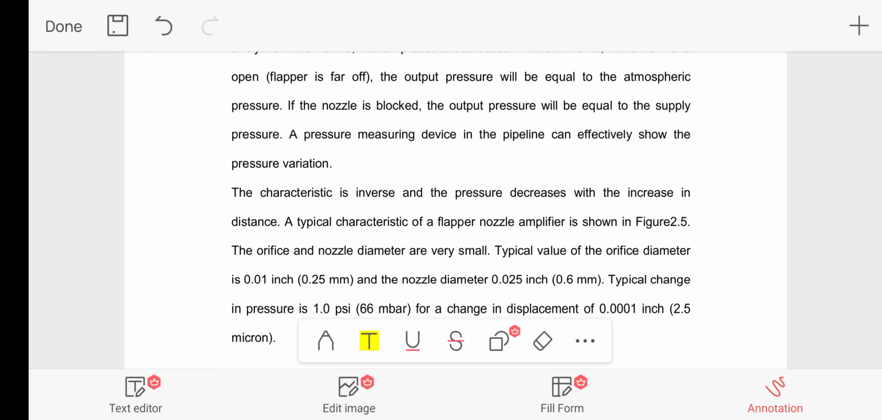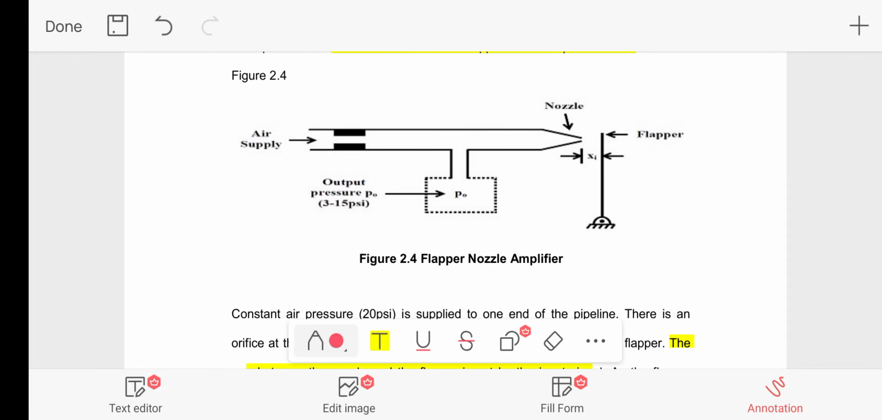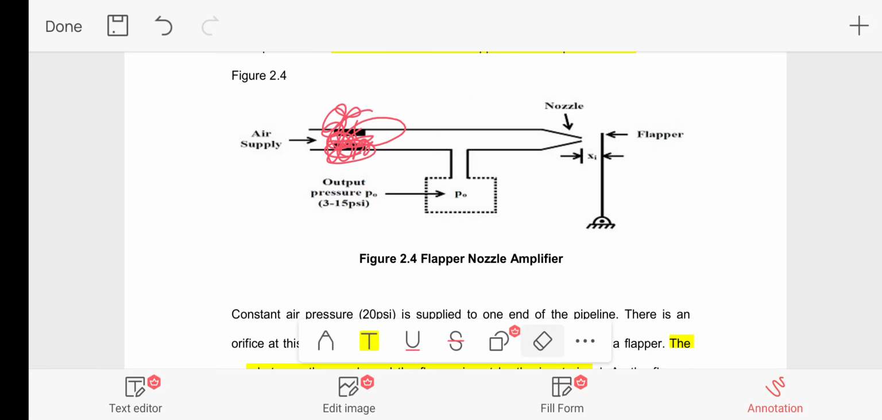The orifice and the nozzle diameter are very small. Now I will show what I am telling about the orifice plate and how much length is used.